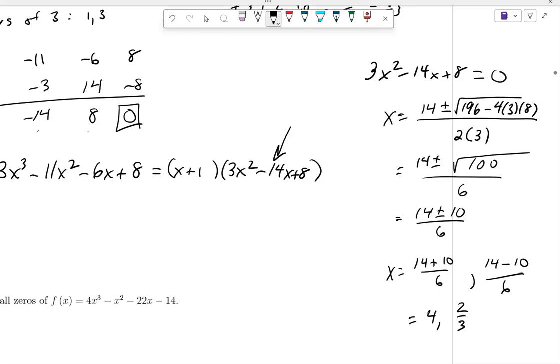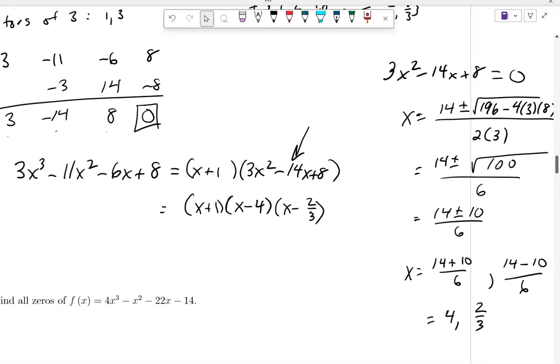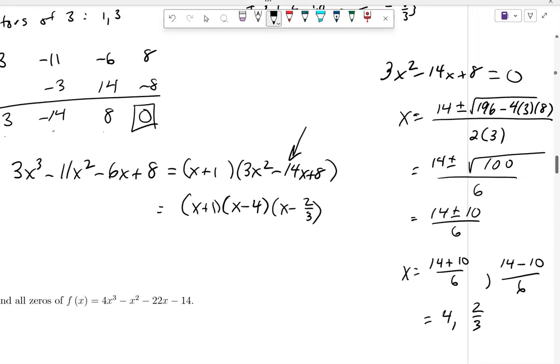Yep. Okay. So when we factor this now, we have to be a little bit careful. Since 4 is a 0, what has to be a factor? X minus 4, right? We agree? Since 2/3 is a 0, what has to be a factor? X minus 2/3. But notice, if I write it that way, does your leading coefficient match up to what you started with? The leading coefficient on the left is what? What's the leading coefficient that we have currently on the right?